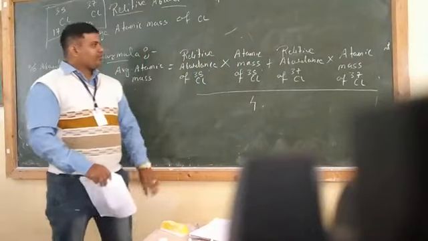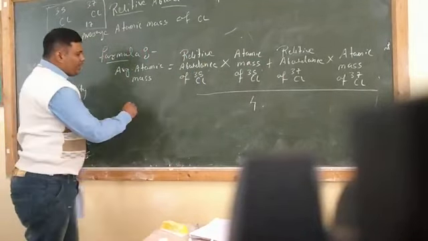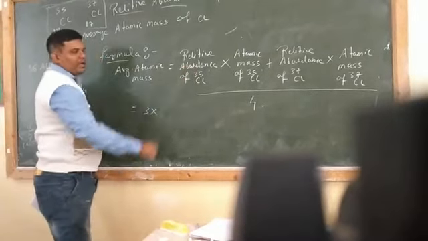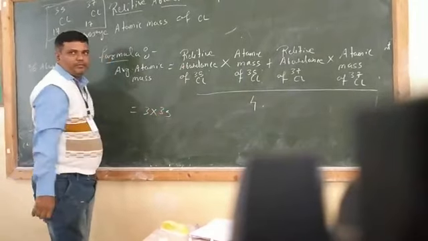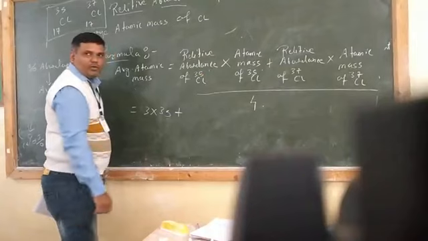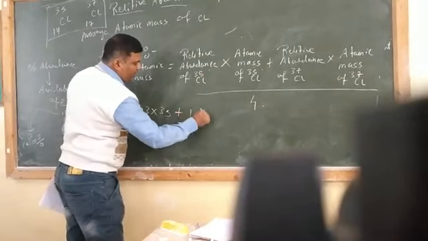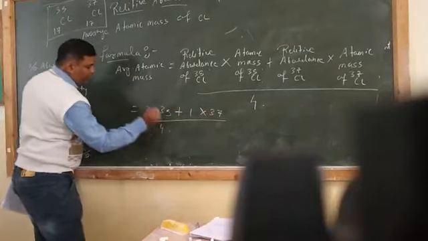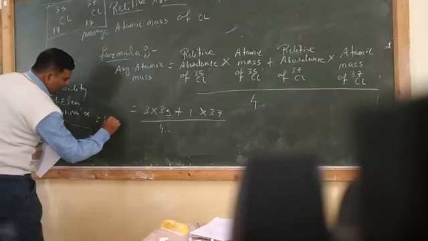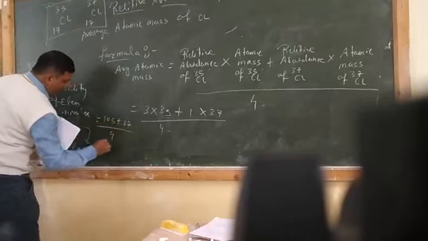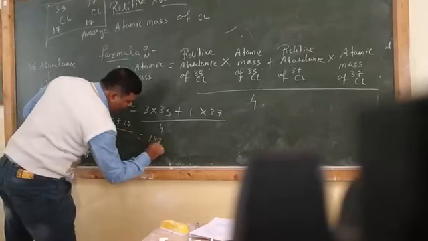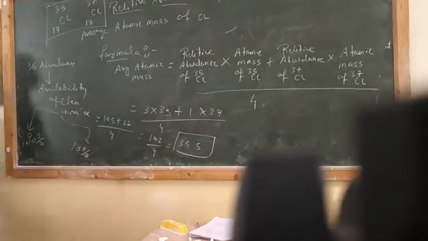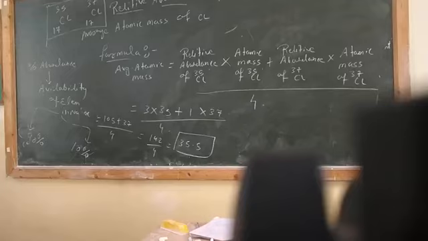ओके, नाउ let's do the calculation. Relative abundance of chlorine 35 क्या होगा? 3 into atomic mass of chlorine 35 plus relative abundance of chlorine 37, 1 into atomic mass of chlorine 37 divided by 4, that is equal to 105 plus 37 divided by 4, that is equal to 142 by 4 is equal to 35.5. So what is the average atomic mass of chlorine? 35.5. Chalo, likh lo.